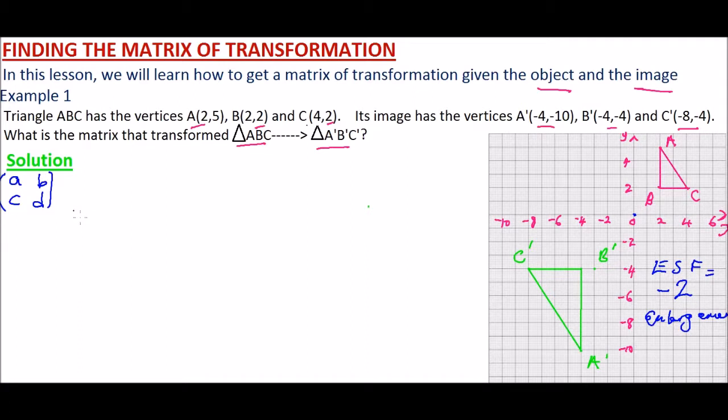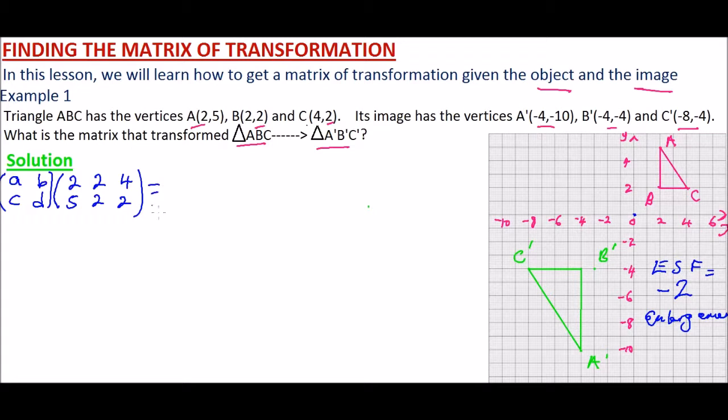Remember what we said in our first lesson. We multiplied the matrix by the matrix formed from the object. So we are going to multiply this by (2, 5), that is the column vector of A. Then here we have (2, 2) for B, and we have (4, 2).